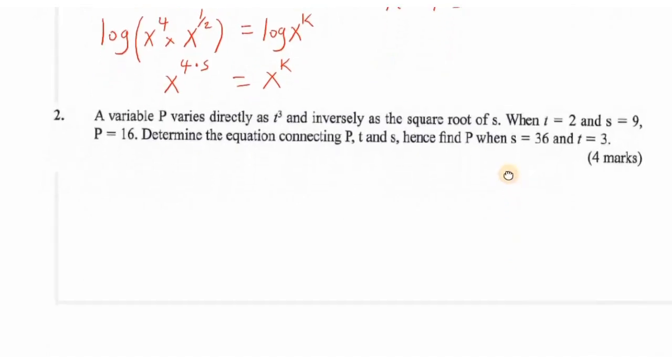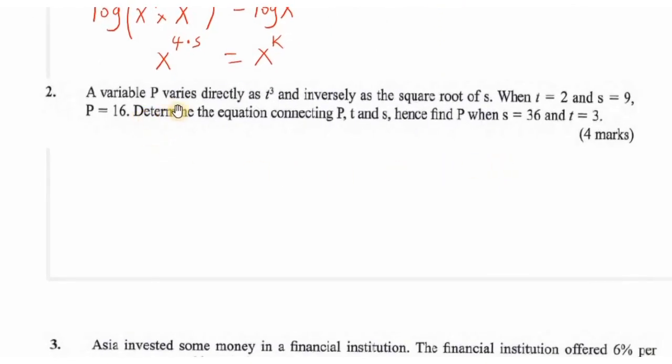For the second question, we're told a variable p varies directly as t cubed and inversely as the square root of s. When t is 2 and s is 9, p is 16. Determine the equation connecting p, t, and s. Hence find p when s is 36 and t is 3. So what you're simply going to do is, let's interpret the first line.